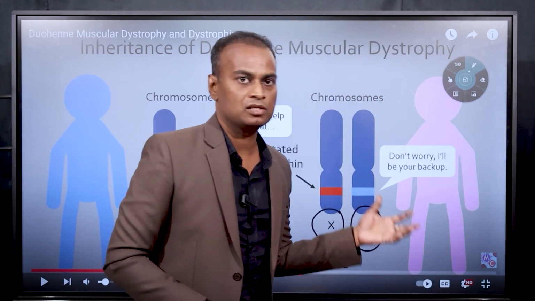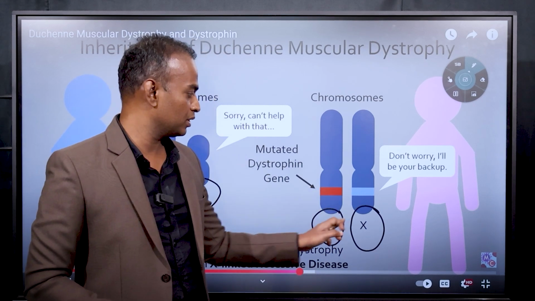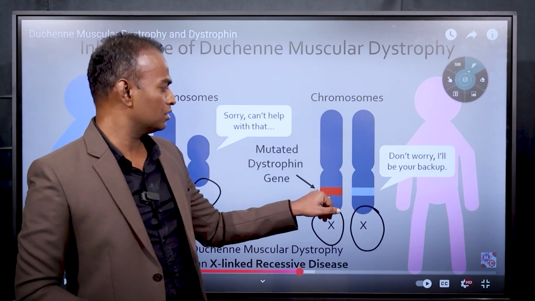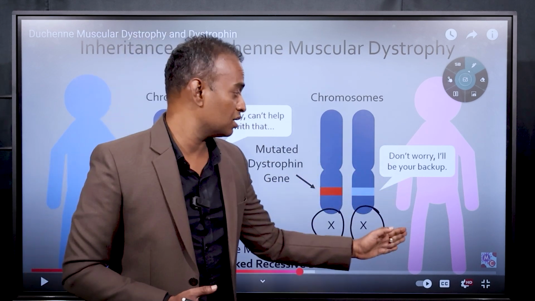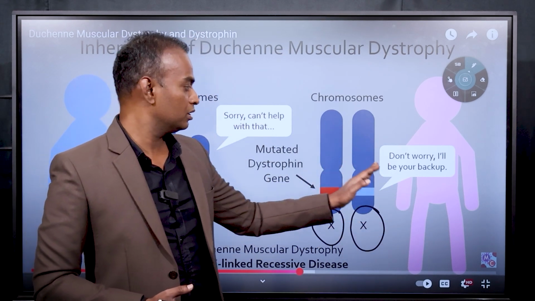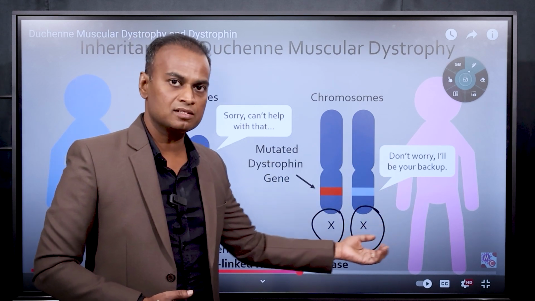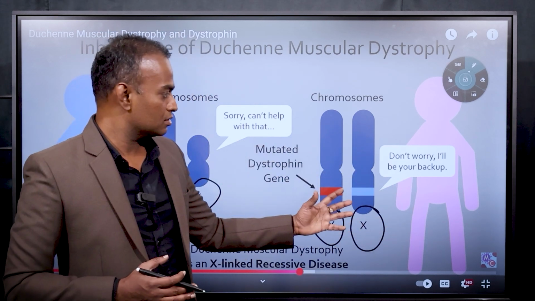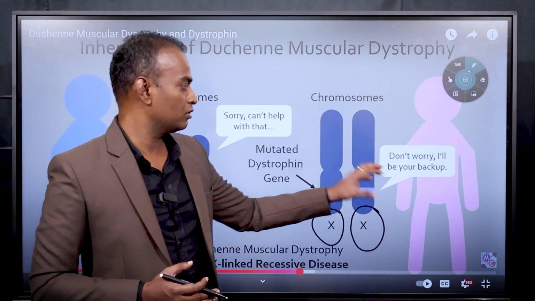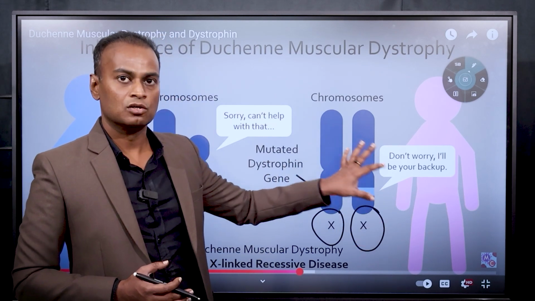But in the case of females, what happens? If there is one defective gene, this is a defective gene from the mother which is on the X chromosome, and this is not able to produce proper dystrophin protein, but there is a backup. This is from the father. Father will give one normal gene. Because of this normal gene, the female baby can synthesize defectless dystrophin protein. That's the reason females act as carriers. They will not have the defect because they will have a backup chromosome or a backup gene in the chromosome.